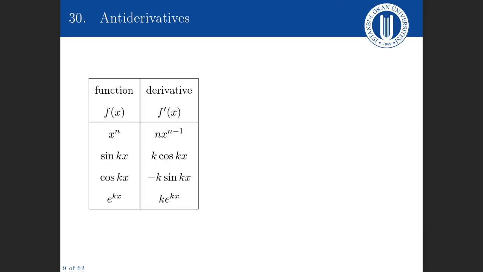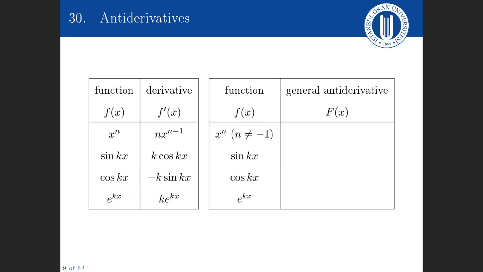Let's just recap some common derivatives that we've been talking about. I can cross the bottom line out of this table out. Recall that the derivative of x to the power n is n x to the power n minus 1. We decrease the power of x and we multiply it by n. The derivative of sine kx is k cos kx, and the derivative of cos kx is minus k sine kx. Doing the antiderivative means going backwards.